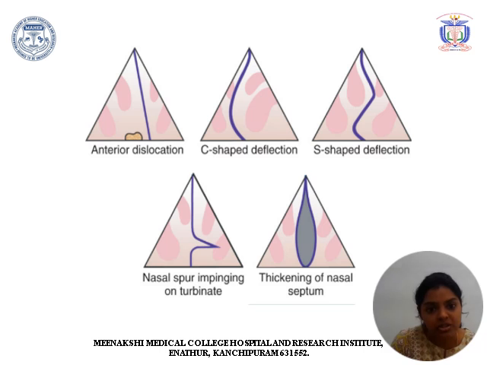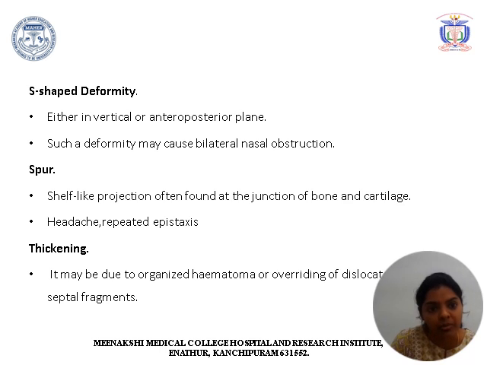So these are all the pictures of the different types of deviated nasal septum. So first two, which I have already said, first is anterior dislocation and second type is C-shaped deflection. Next, coming to S-shaped deformity. Here it can be either in vertical plane or in anterior posterior plane. Such deformity may cause bilateral nasal obstruction.